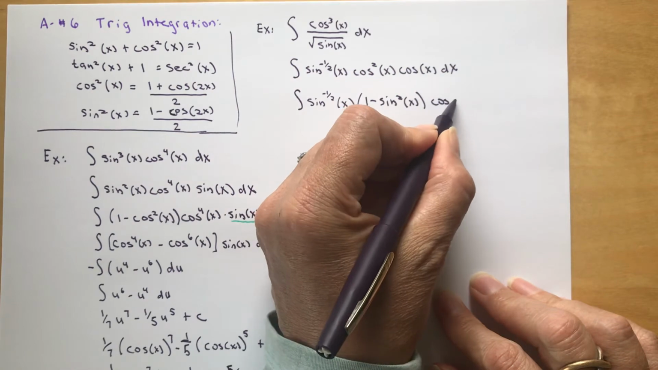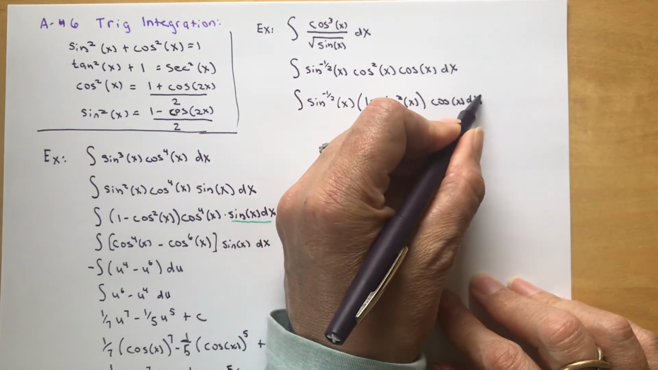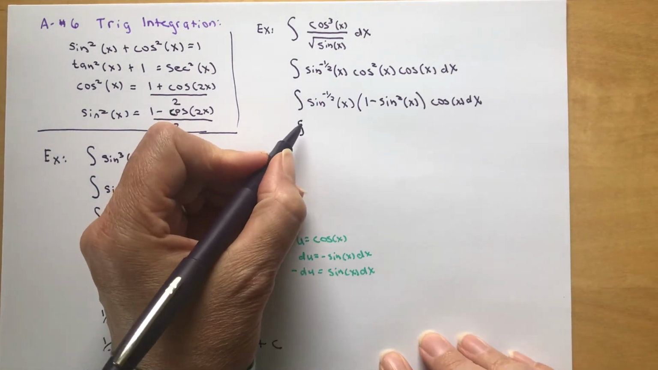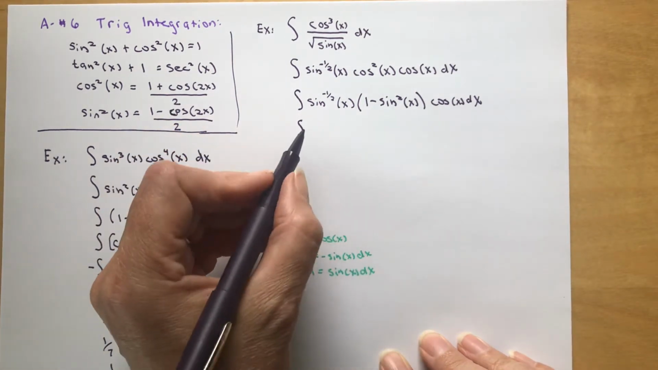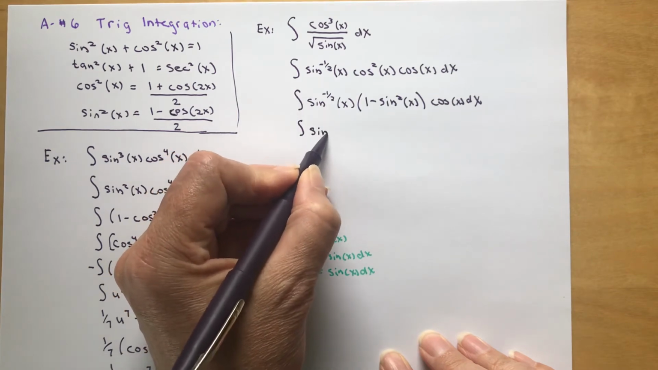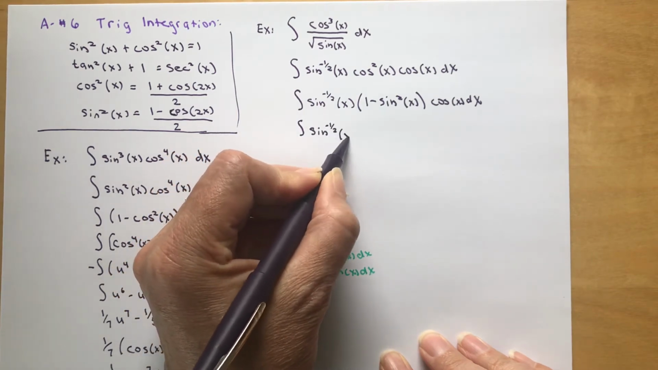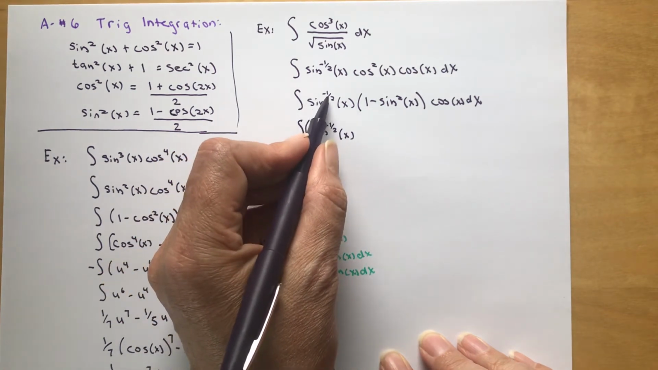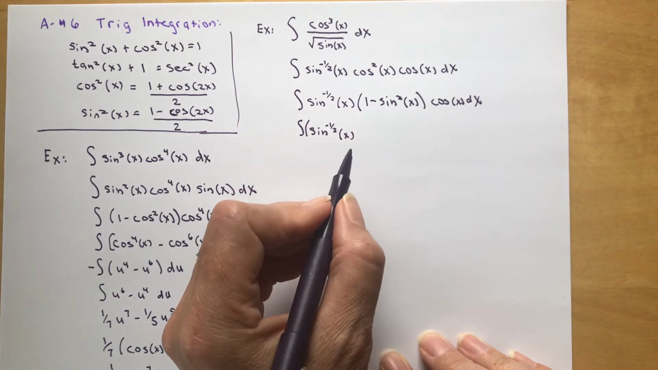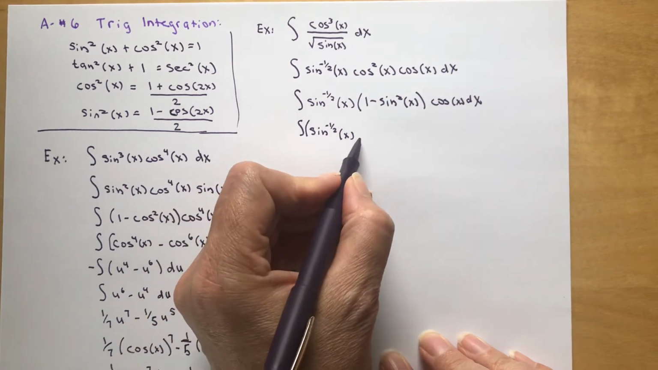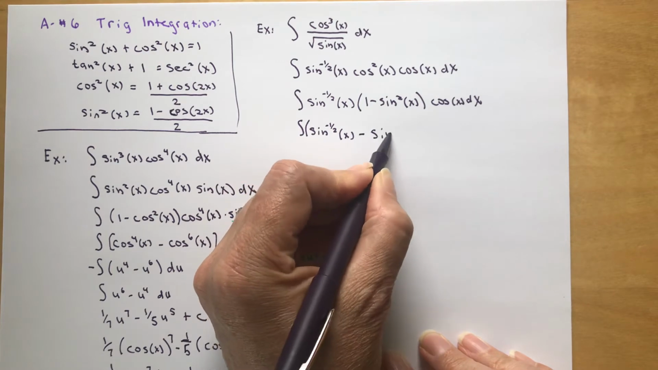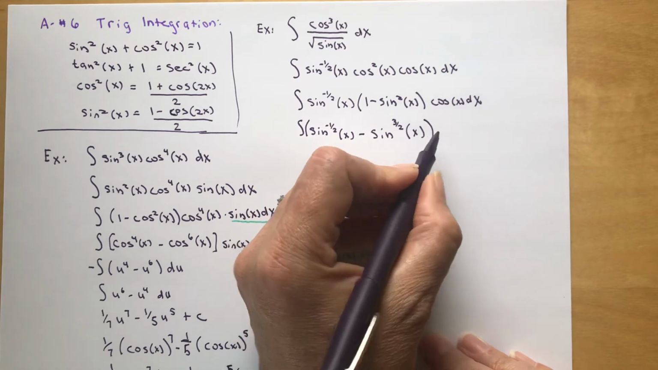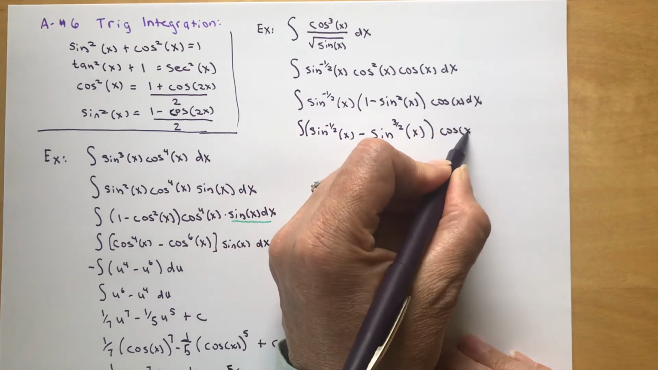And then I still have a cosine x dx, which is fine because that will help with my u substitution. All right, so I'm going to distribute this through here. So I will have a sine^(-1/2) x, and then the -1/2 exponent combined with the +2 exponent will give me a minus sine to the 3/2 x, and then the cosine x dx.